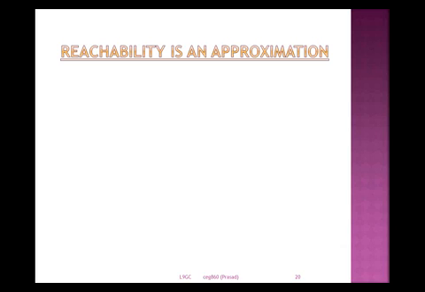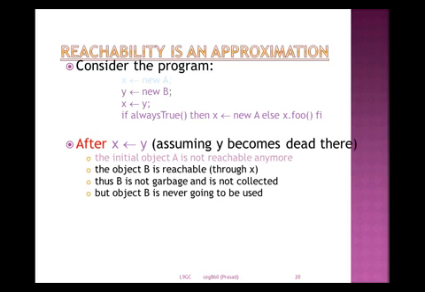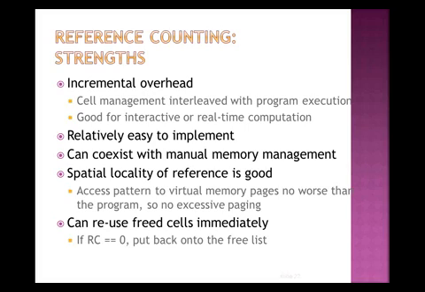Next is garbage collection, which is used for detecting and reclaiming unreachable objects automatically. Soundness, safety, completeness: these are the three main features of garbage collection. Then reachability is an approximation. This program shows that it is an approximation. We also studied this program. This is a C++ program that uses pointers for accessing the pointer values.